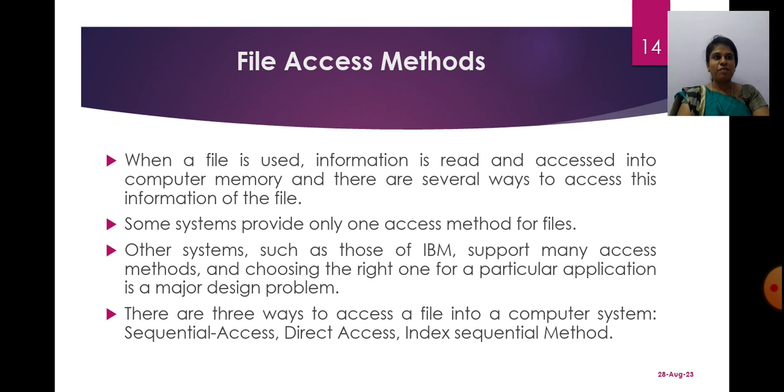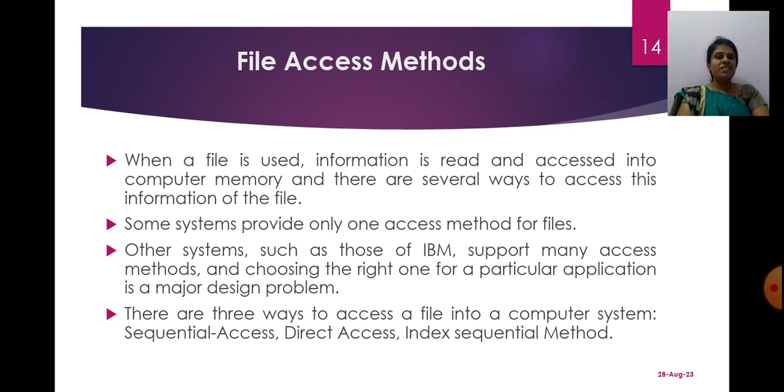Next, we are going to see about file access methods. Actually, when a file is being used, the information is either read from or written to the computer memory. Also, there are several ways to access the content of a file. Some systems may provide only one access method for file operations. In such systems, for example in IBM, choosing the particular access method for an application accessing the file is the major design problem. In general, there are three ways for accessing a file in a computer system.